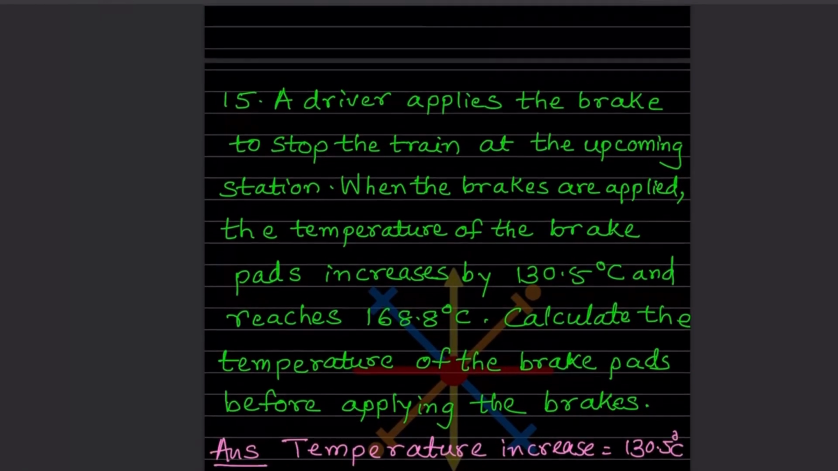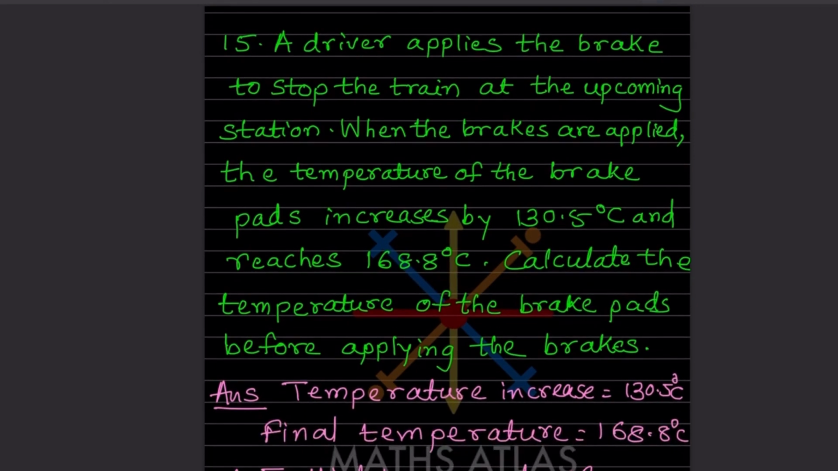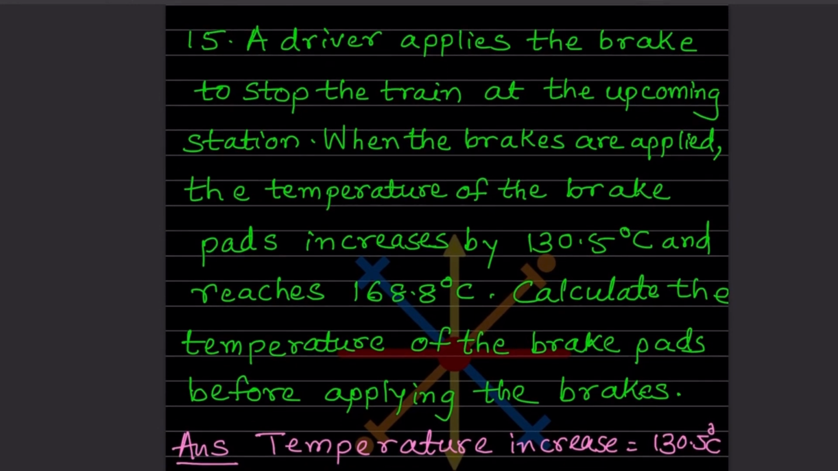A driver applies the brake to stop the train at the upcoming station. When the brakes are applied, the temperature of the brake pads increases by 130.5 degrees centigrade and reaches 168.8 degrees centigrade. Calculate the temperature of the brake pads before applying the brakes. Now see here, temperature increases 130.5 degrees centigrade and final temperature is what is given? 168.8 degrees centigrade. So now what did they say? Calculate the temperature of the brake pads.